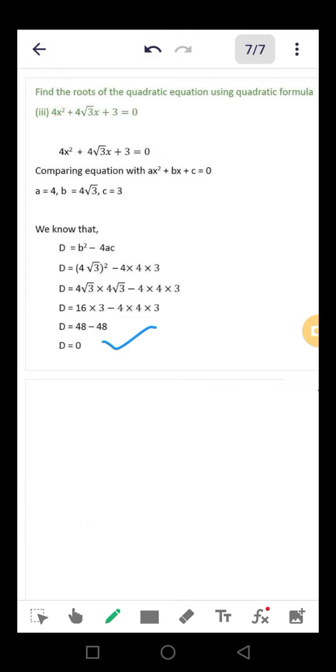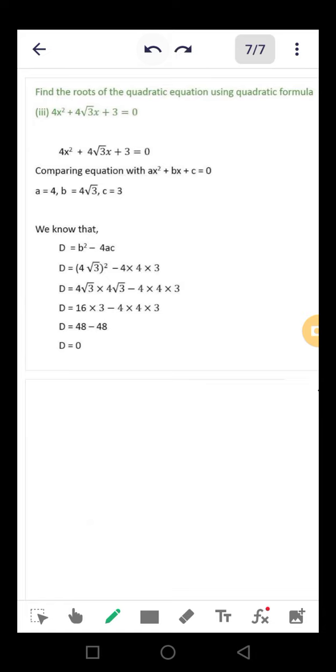So discriminant can be 0 also. Okay, if it can be 0, it can be a positive value. Discriminant can also be a negative value. So we learn that this d value can be negative also. When the d value is negative, we say it has no real roots. That we learn in the next last exercise. Now we are just focusing on finding the roots.